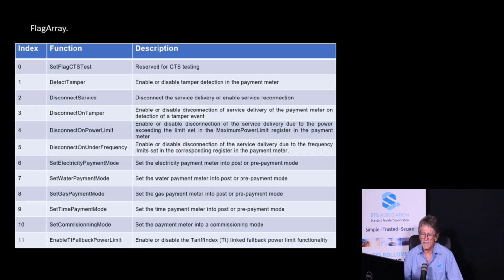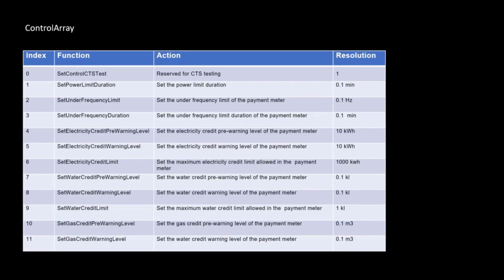The flag array, we can have a look at what that is. There's the first 11 indices. You can set flag for CTS test. That one must be implemented if you're implementing any of these. Detect tamper, disconnect service, disconnect the service delivery or enable service reconnection. Disconnect on tamper, disconnect on power limit. So there's quite a few, and I'm not going to read through all of them, but you can look at them. There's quite a few of these that are now defined and can be used in a payment meter if this set of tokens is implemented and this flag array and control array are implemented.